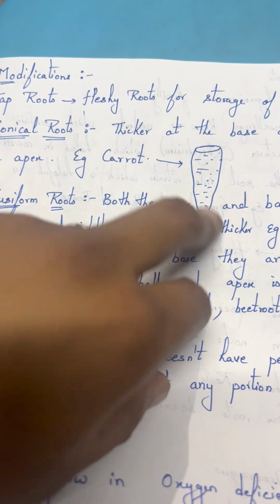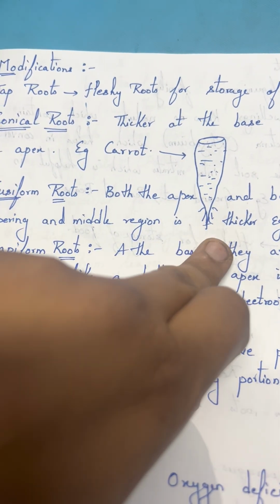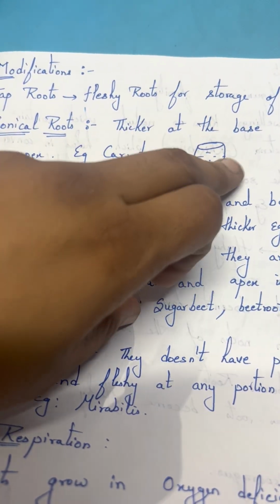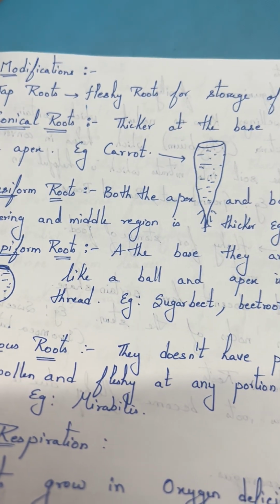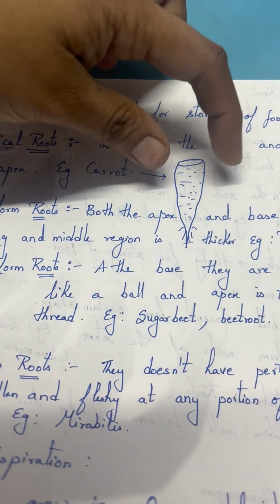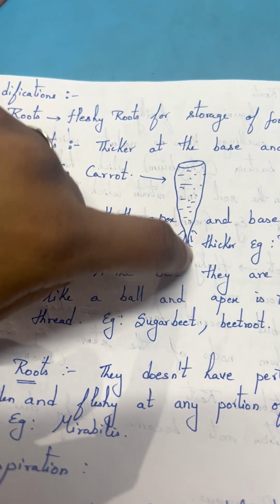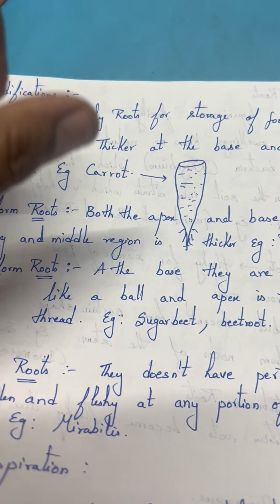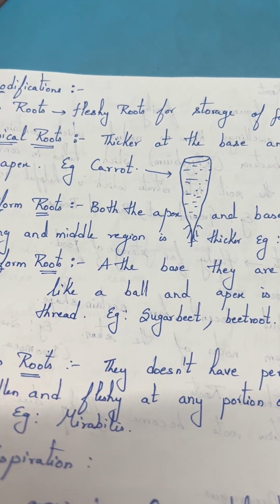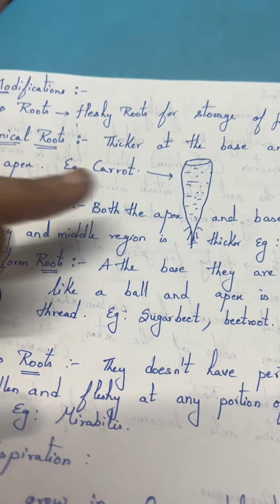When we go for the lower region it is known as the apex, and the upper region is known as the base. So here the base is thicker in nature and the apex is tapering. Tapering means conical, very sharp. Example, carrot.